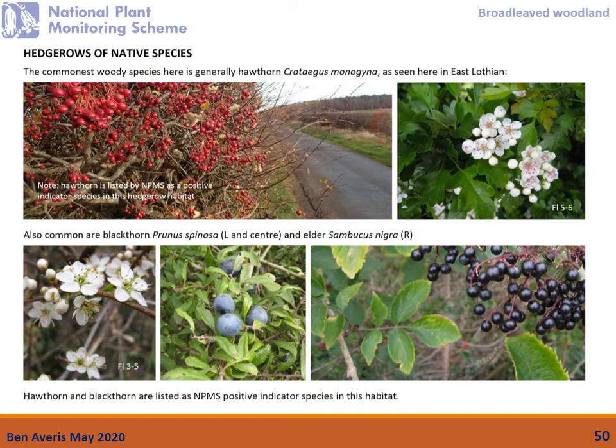Oh, hedgerows. Now we can. This is the third final division of this broadleaved woodland habitat. These are hedgerows of native species. Hawthorn, probably overall about the commonest one. Blackthorn and elder are two other ones that are common. Hawthorn and blackthorn being NPMS positive indicators here.